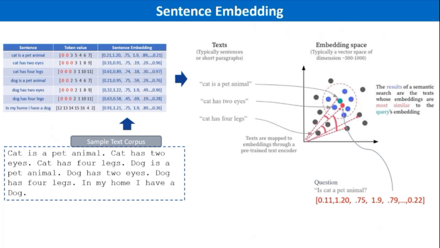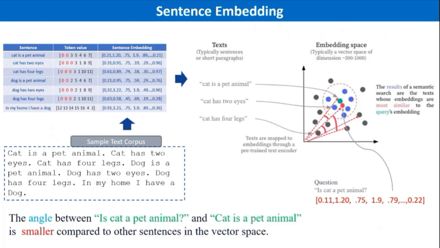Observing the vector space, the angle between "is cat a pet animal" and "cat is a pet animal" is notably smaller compared to other sentences. Therefore, this sentence, "cat is a pet animal", is the best matched context to answer this question. So this is how sentence embedding is utilized in a question answering system. Great. So now we have developed some good intuition about word embedding and sentence embedding.